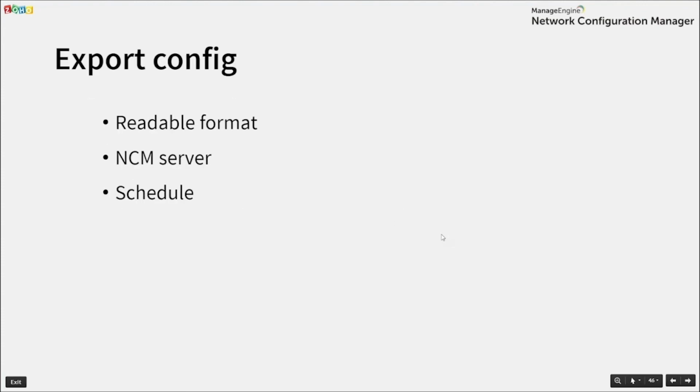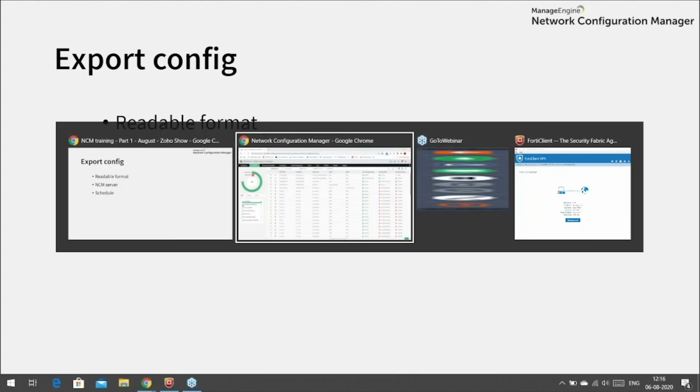Finally, we have the export configuration option. So you can export all the configuration files in a readable format within the NCM server itself. You can schedule this operation as well. You can export the configuration files and upload them manually whenever NCM is rendered inaccessible or not reachable for some reason. So you can always have a manual backup, in a readable format, of all the configuration files in your network.